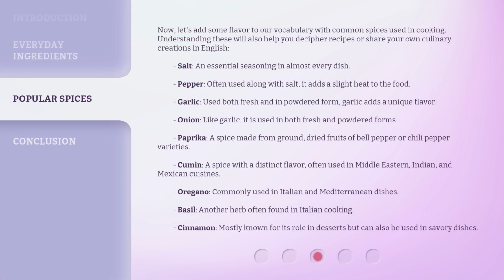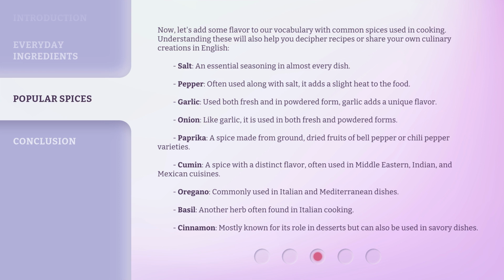Now, let's add some flavor to our vocabulary with common spices used in cooking. Understanding these will also help you decipher recipes or share your own culinary creations in English. Salt, an essential seasoning in almost every dish. Pepper, often used along with salt, it adds a slight heat to the food.